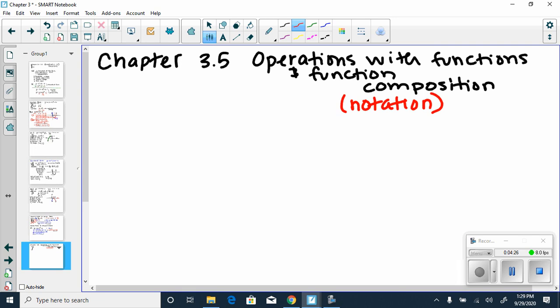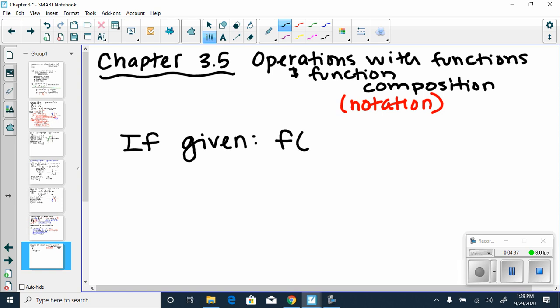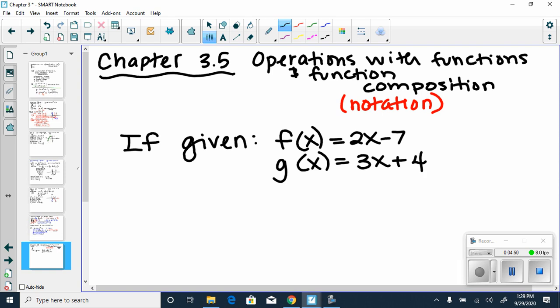All right, so I'd like to do one big example here. Given, and we're going to go ahead and just give you a couple of functions here: f of x equals 2x minus 7, and g of x equals 3x plus 4. Okay? And we're going to go ahead and leave it like that. All right, so what can you do with functions?